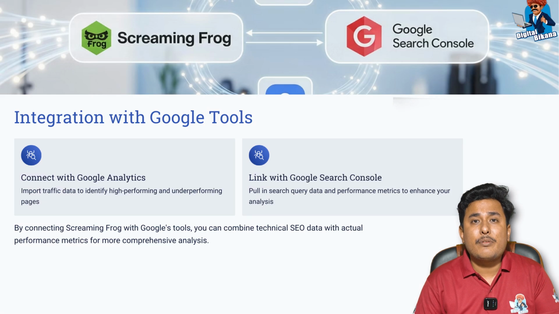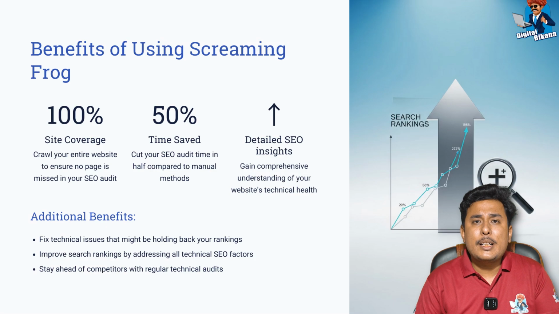Screaming Frog integrates with Google Analytics and Google Search Console, allowing you to combine crawl data with performance metrics for deeper analysis. The tool provides a detailed view of your website's structure, identifies technical SEO problems, and gives actionable insights to improve rankings and user experience.